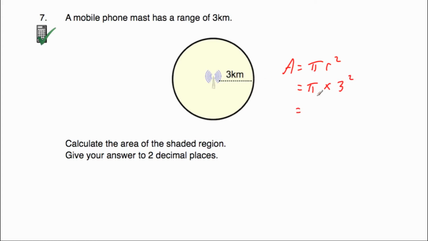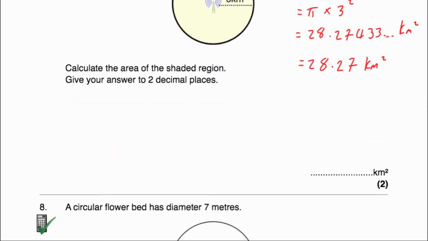Now 3 squared is 9. It's a calculator question, so we can just do pi times 3 squared, and that's equal to 9 pi, or because we've been asked to give it to 2 decimal places, 28.27433 and so on kilometers squared, or square kilometers. Now we're going to round this answer to 2 decimal places, so our answer would be 28.2. Now we've got 74, so we're not going to round up, so 28.27 square kilometers, or kilometers squared. So let's write that down, 28.27.